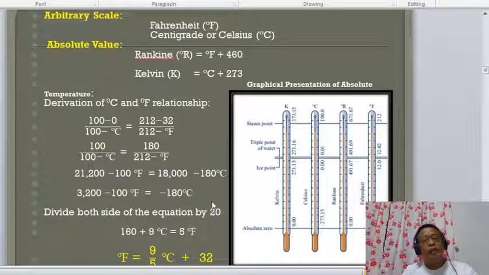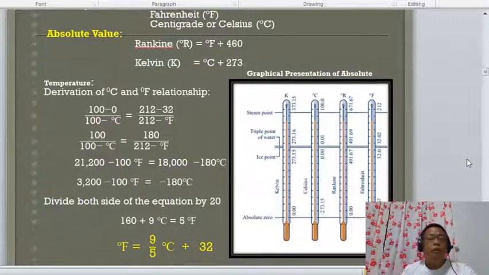Dividing both sides of the equation by 20, we arrive at a relationship of degree Fahrenheit is equal to 9 over 5 degrees Celsius plus 32. Okay.